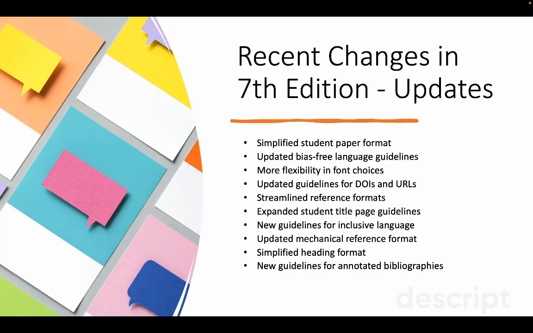Recent changes in 7th edition to summarize. So you have a simplified student paper format. You have updated bias-free language guidelines, more flexibility in font choices, updated guidelines for DOIs and URLs, streamlined reference formats, expanded student title page guidelines, new guidelines for inclusive language, updated mechanical reference format, a simplified heading format, and finally, new guidelines for annotated bibliographies.